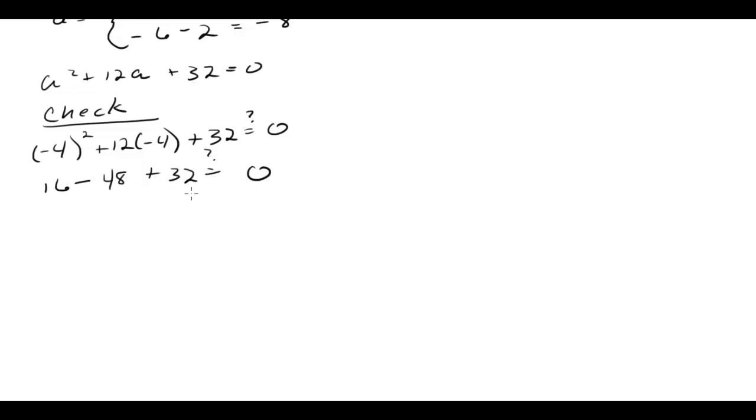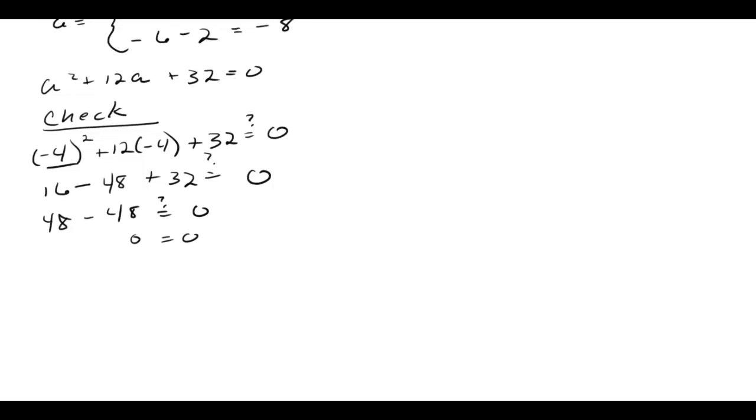Let's add our two positive numbers. 32 plus 16. 2 plus 6 is 8. 3 plus 1 is 4. Does 48 minus 48 equal 0? Yes, of course they do. 0 equals 0. So minus 4 is in fact a solution because it satisfies the equation.